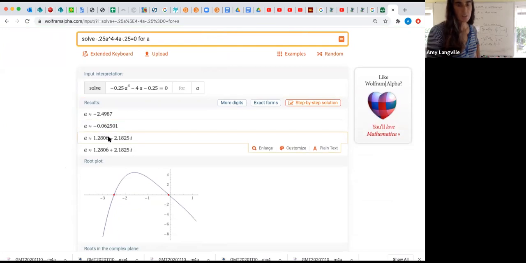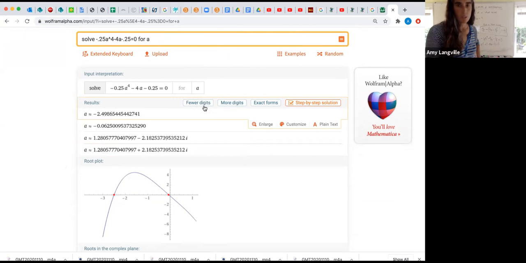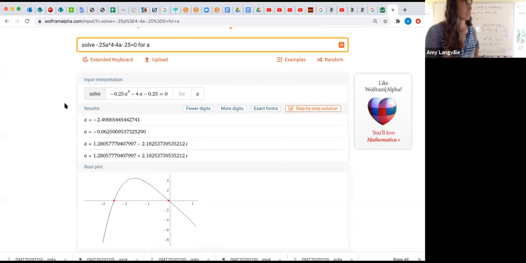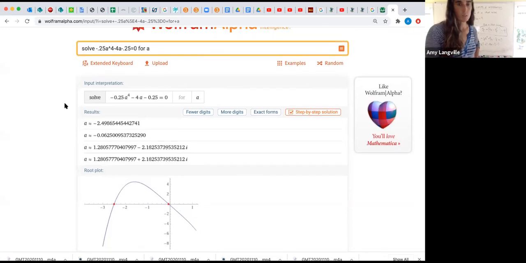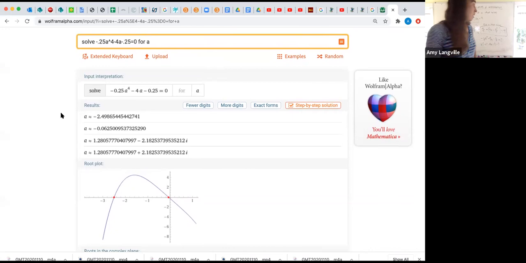And it gives lots of different answers. In this class, and again, unless you were a math major, you wouldn't do these ones that have these i's. Those stand for imaginary numbers. So we're going to focus on the first two. A is negative 2.4987, negative 0.0625. You can ask for more digits. You can ask for exact forms, and it'll just keep spitting out longer, more and more precise values. Again, using a numerical method, that's beyond the scope of this class. But it is helpful to set up and solve and model these problems with the help of a tech tool. You can do some really neat challenge problems.